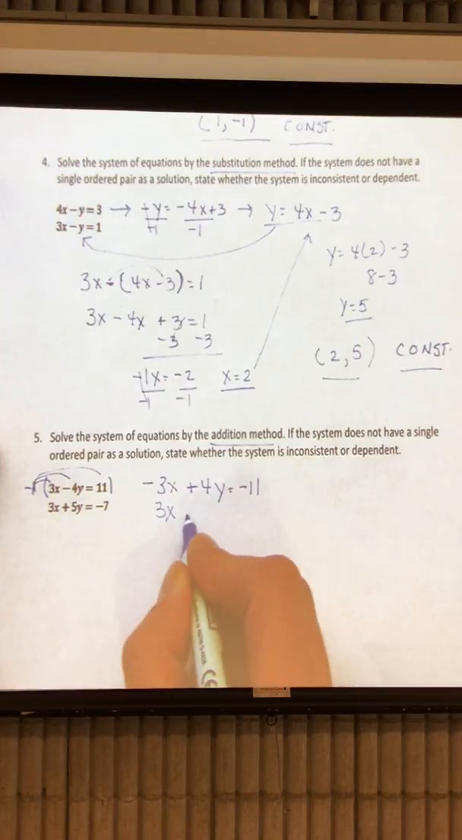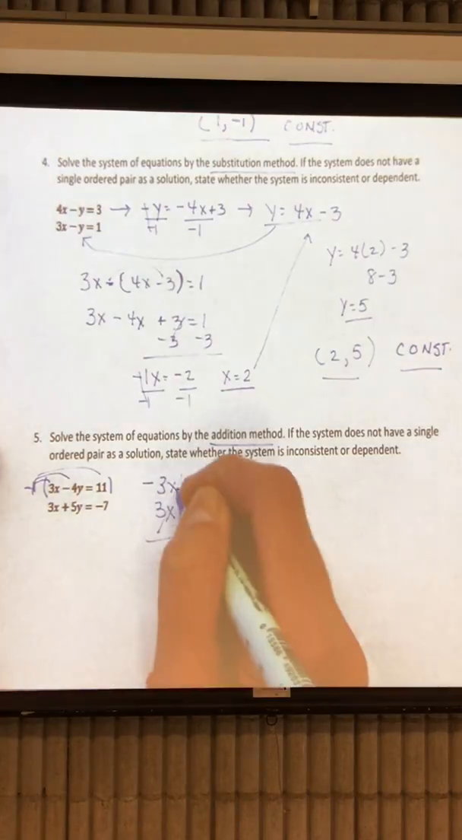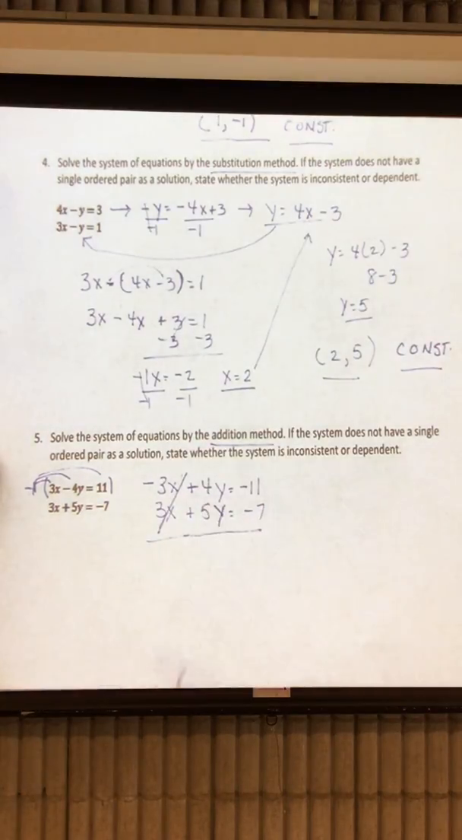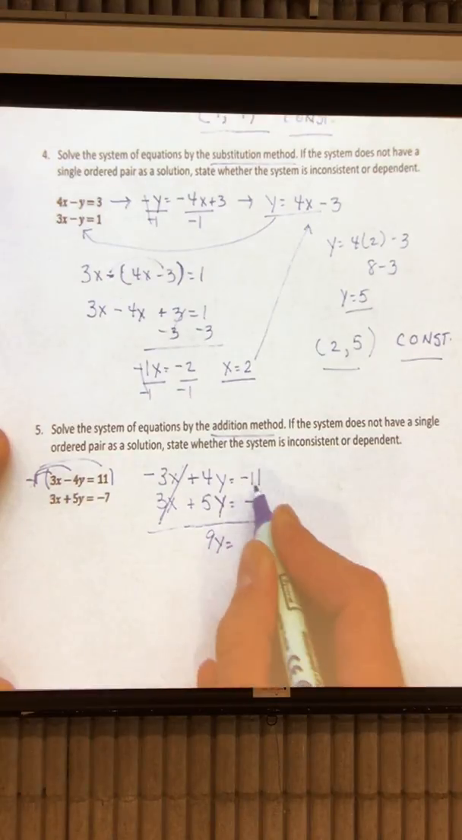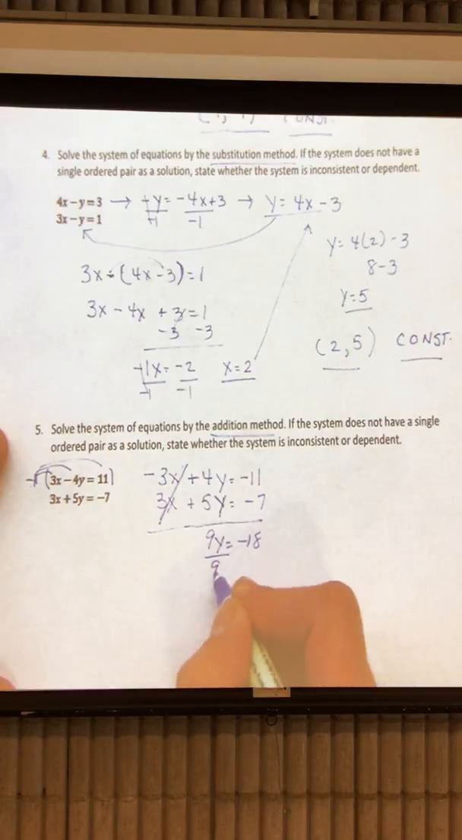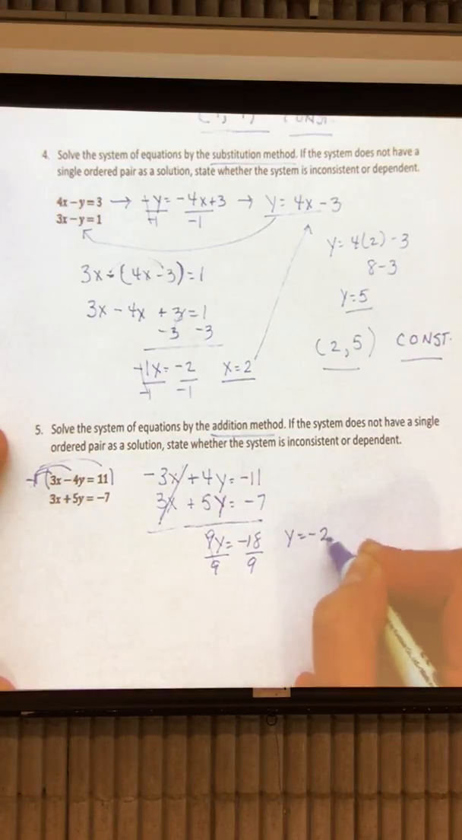Now let's combine that with the second equation, and let's cancel the x. So now combining like terms, 4y plus 5y is 9y, is equal to -11 minus 7, which is -18. Divide both sides by 9. We have y is equal to -2.